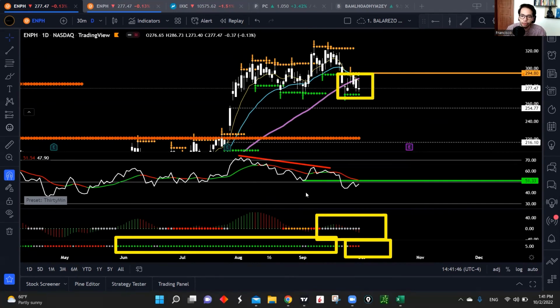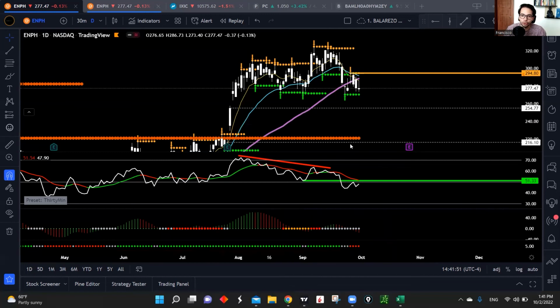So you can see momentum right here. The momentum already broke support, right? You can see, and this is the beauty of this indicator, right? Because you can see that price continues to hold the support, but momentum already broke below that support.